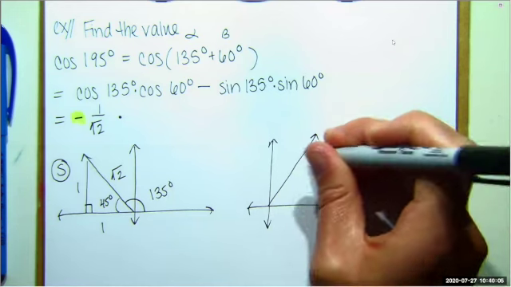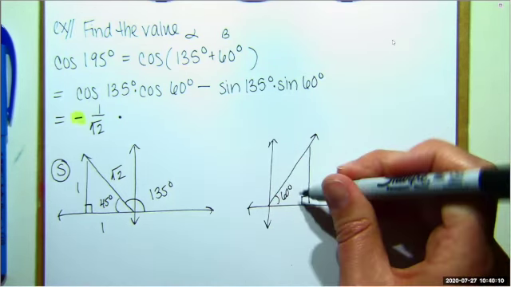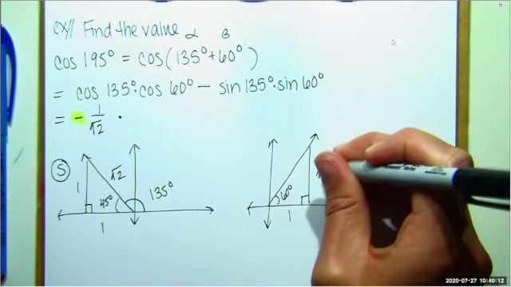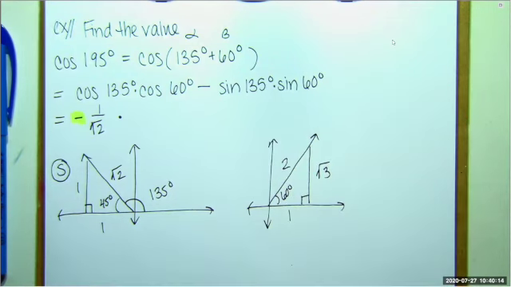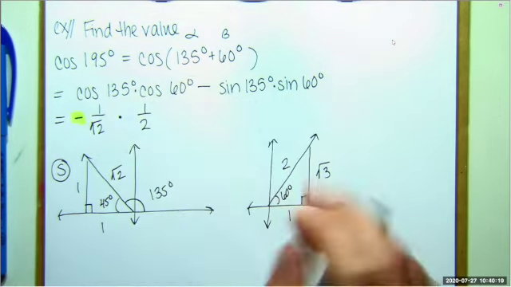And again, if you have these memorized, feel free to skip the pictures. So here's our 30, 60, 90. Our sides are 1, root 3, and 2. Okay, so cosine of 60 is adjacent over hypotenuse. That's 1/2. And in the first quadrant, everything is positive.